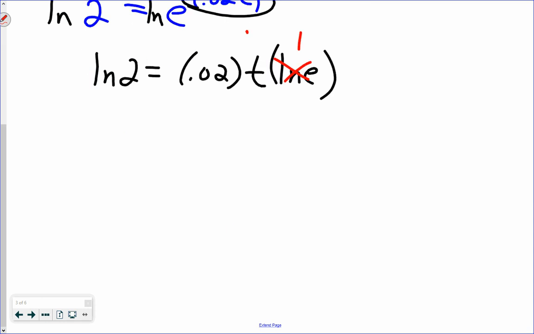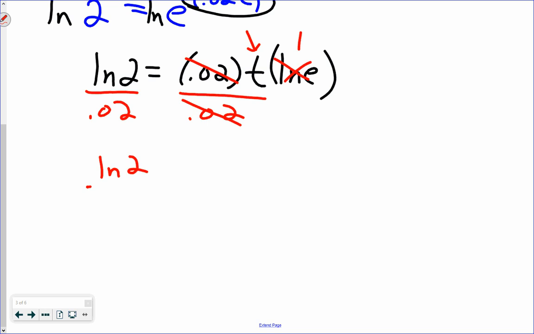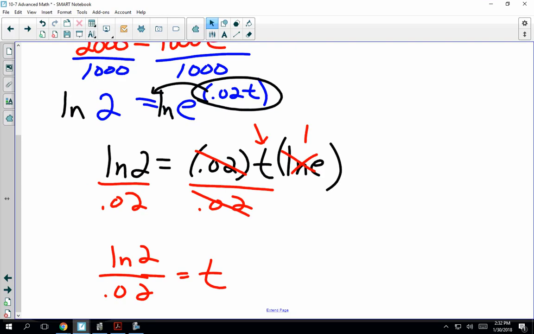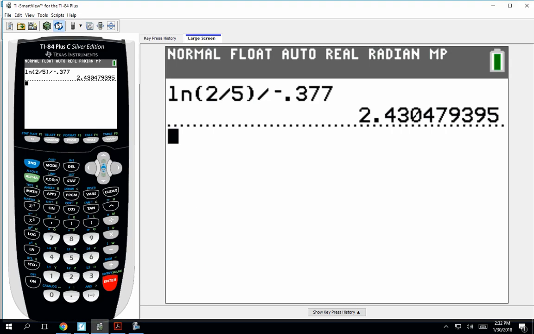So we don't have the variable by itself yet. So let's divide by this 0.02. Okay. So it's the natural log of 2 over 0.02 will give me t. Let's go ahead and type that in. Has everybody written it down that needs it? Yeah, I hear somebody asking, like, what's the label on this one? That's a good question. We have to talk about that one. So natural log of 2, right, divided by 0.02.